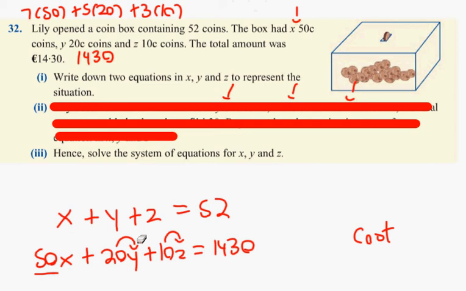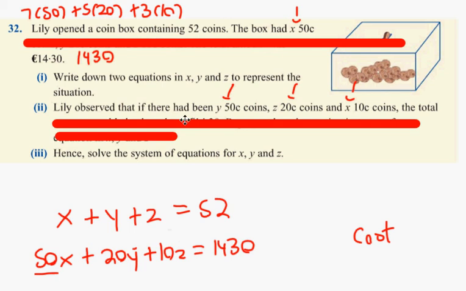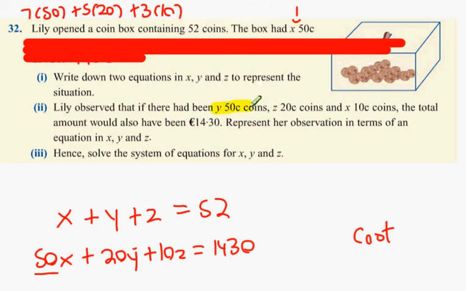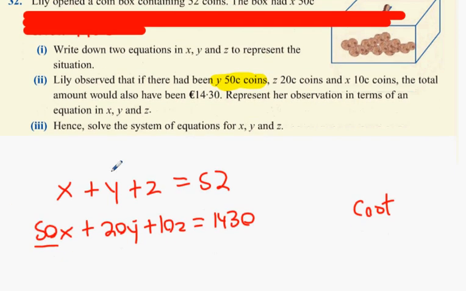Now, getting rid of this information here, what we now have is a reverse trick. Okay, so I'm just going to get rid of all that information there. And what we're going to look at is this part here. And to really turn it on its head for a minute. They said that if there were Y 50 cent coins, how much money is that? No, Y 50 cent coins.